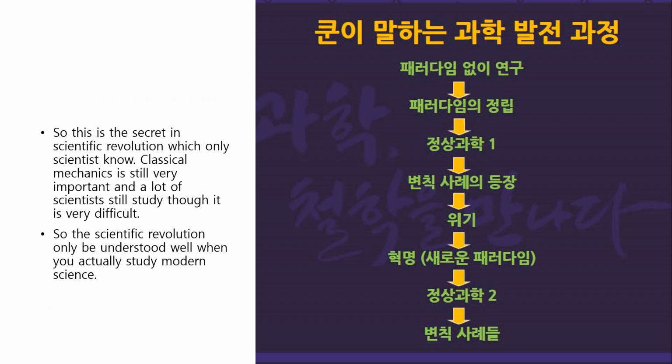Classical mechanics is still very important, and a lot of scientists still study it, though it is very difficult. So a scientific revolution can only be understood well when you actually study modern science.